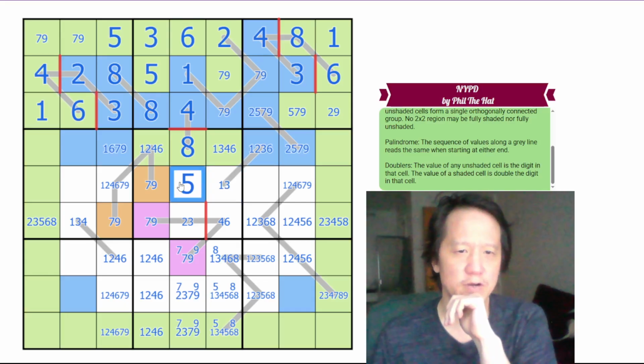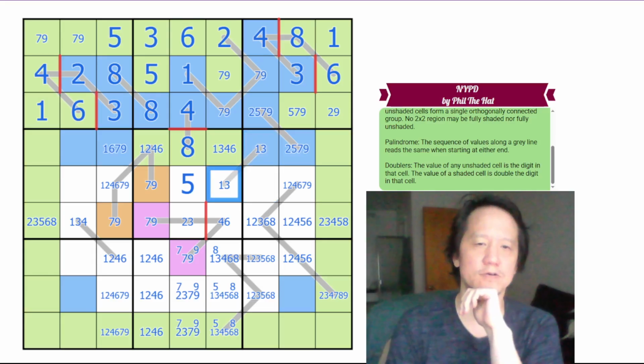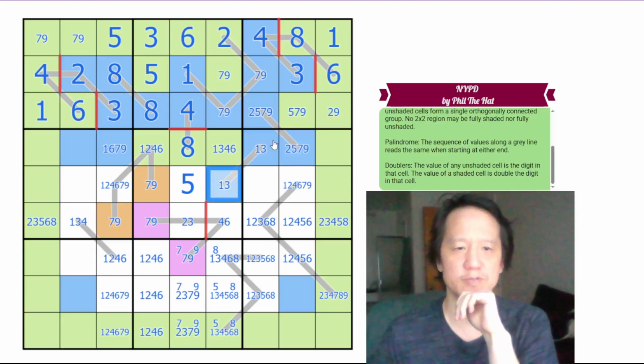Why couldn't it be? Oh, 6 can't be next to 5. And 2 can't be here because of 2 in the column. So this has to be 1 or 3 here also, and this is doubled. So this is the same digit.